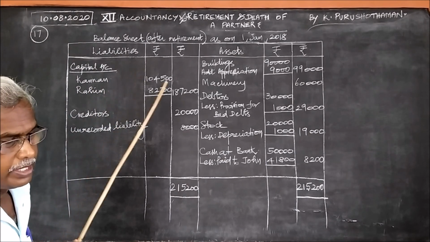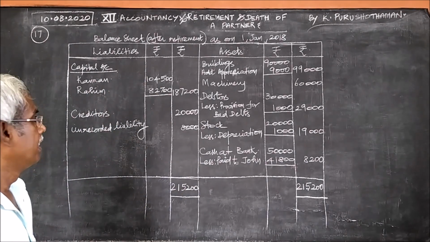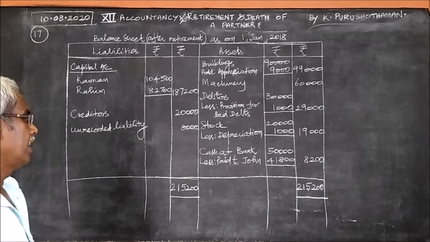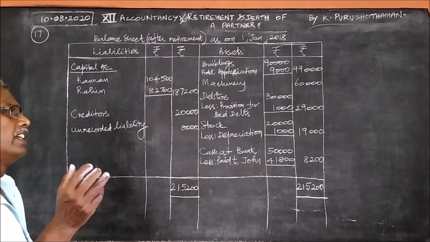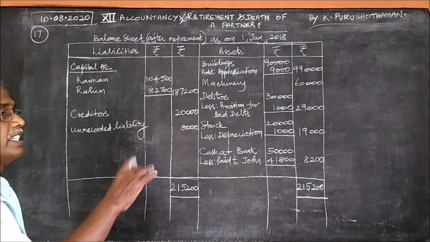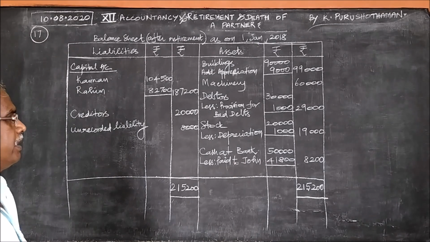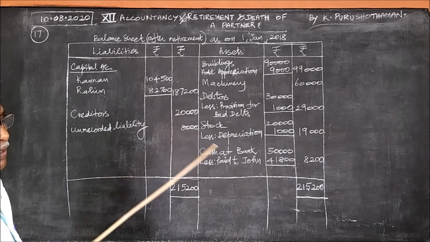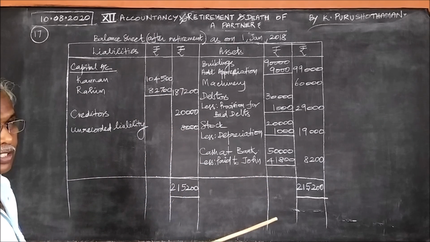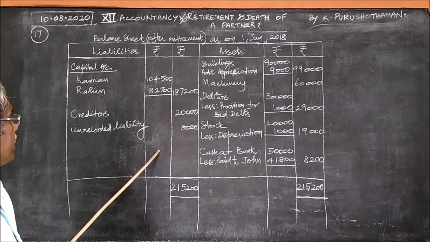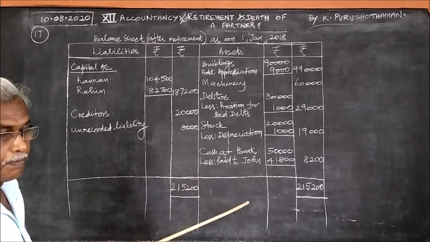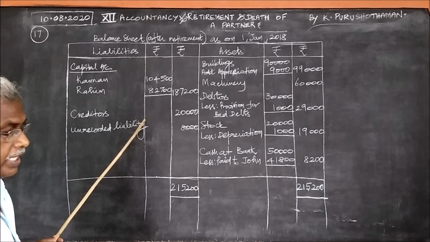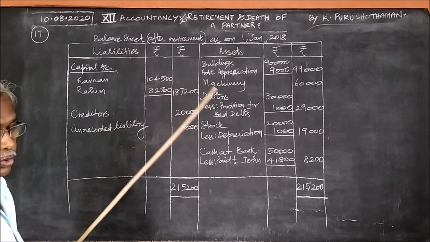Then next item is workman's compensation fund on the liability side, and profit and loss account on the asset side. These two items were taken to the capital account, where they are entered, and therefore they should not be written in the new balance sheet. That's why we left out the profit and loss account from the asset side, and the workman's compensation fund from the liability side. Then the last item on the liability side is creditors, that is 20,000.